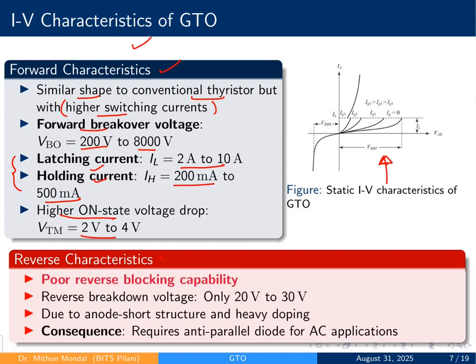Now, what is the reverse characteristic that we have in GTO? It has poor reverse blocking capability. The reverse breakdown voltage lies between 20 volt to 30 volt, and due to the anode short structure, it is having heavy doping, and the consequence is that it requires an anti-parallel diode for AC applications. So wherever we need to have the GTO for AC applications, we will require one more diode in anti-parallel.